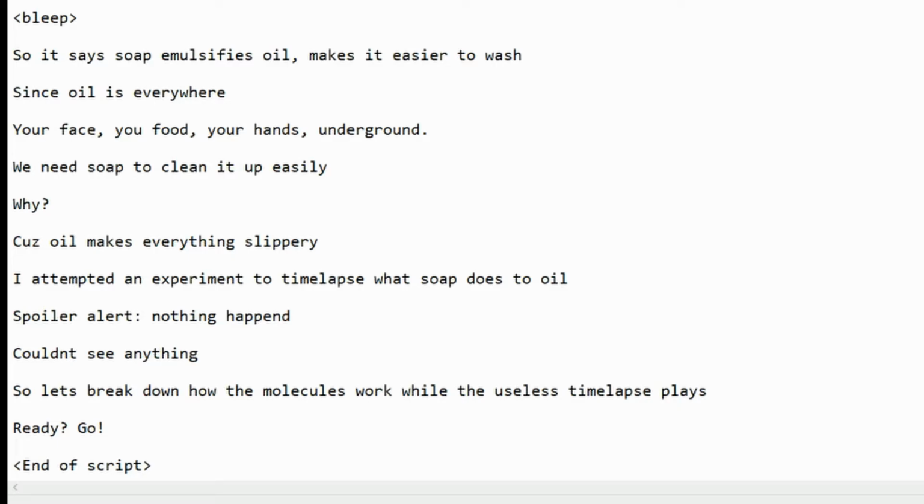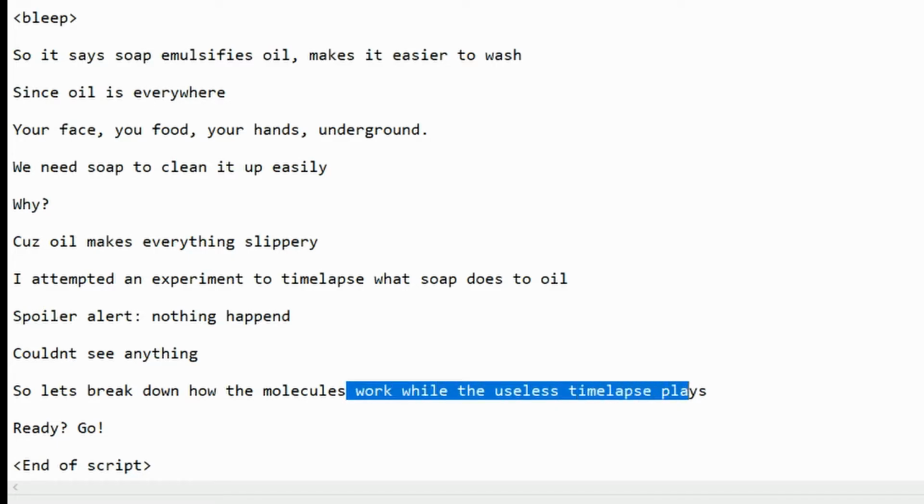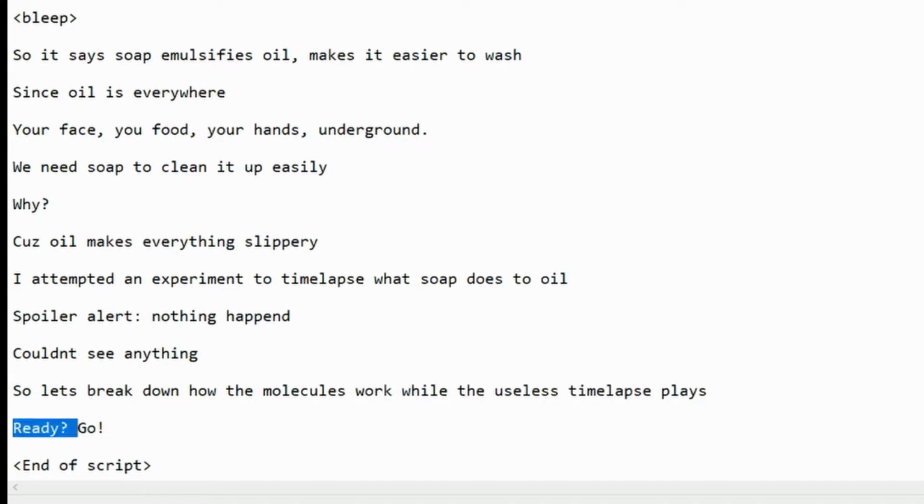I attempted to make an experiment to time lapse what soap does to oil. Spoiler alert, nothing happened. Couldn't see anything. So, let's break down how the molecules work while the useless time lapse plays in the background. Ready? Go!